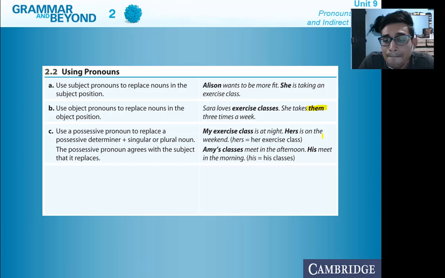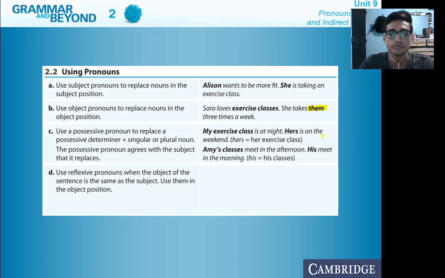Amy's classes meet in the afternoon. His meet in the morning. Okay, his stands for classes. In this case, we're not talking about a girl, but about a boy. So we use the possessive pronoun his.